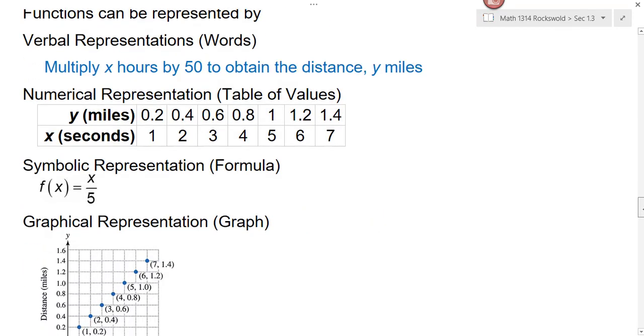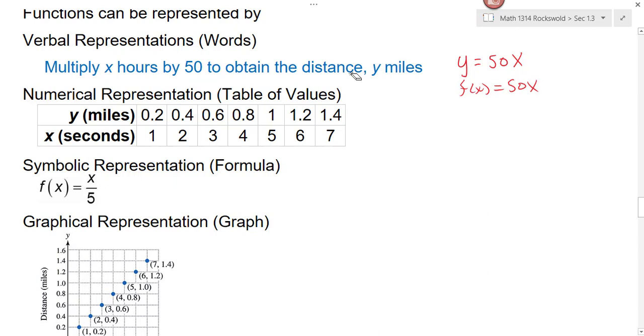Functions can be represented four different ways. You could have a verbal representation of a function. For example, multiply x hours by 50 to obtain the distance y miles. Here we would say y is equal to 50x if we wrote that out as an equation. Or we could say f of x equals 50x. That's function notation for this verbal representation.